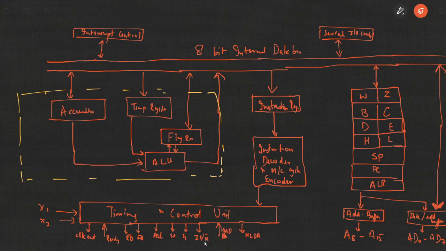So these arrows are very important. The timing and control unit will set the status of some of these units, and some of the units externally will be monitoring, will be feeding the timing and control unit, and accordingly decide the next operation. You have reset in and you have reset out.